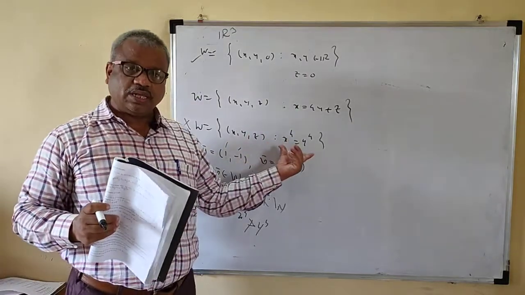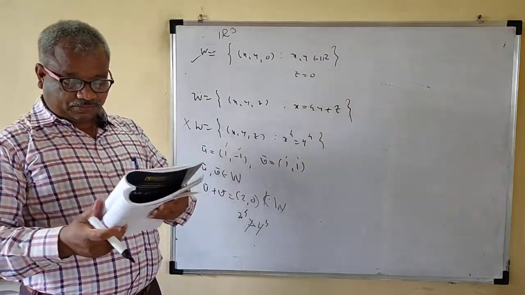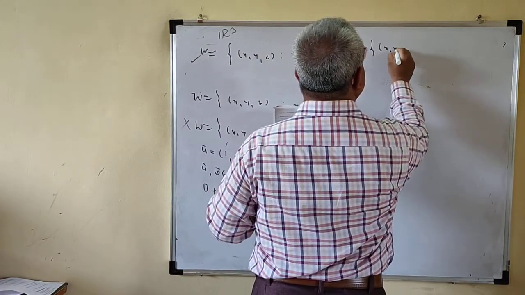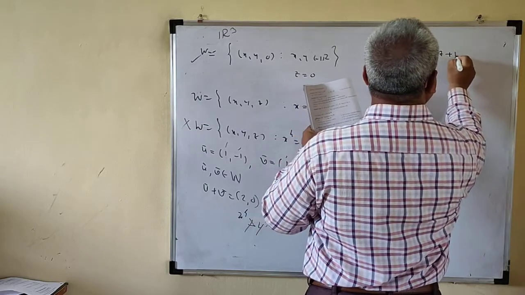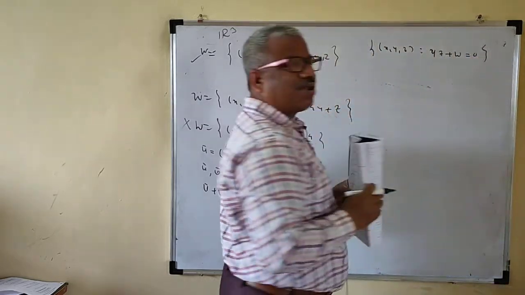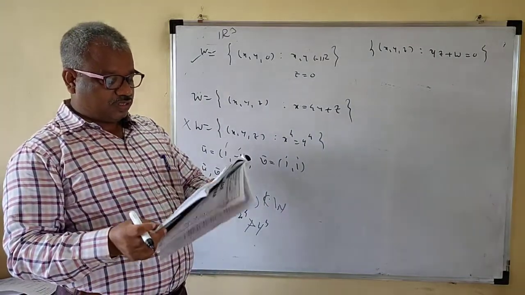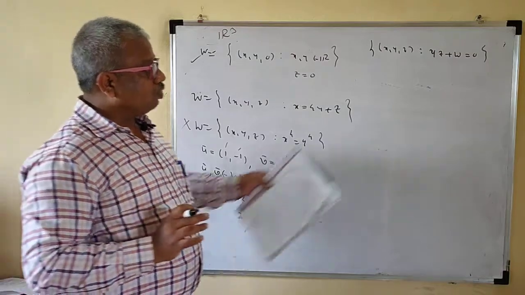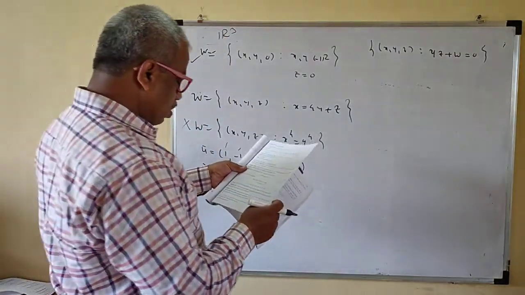So if a square or a product is there, it will not be a vector space. Note that. Suppose you write {(x, y, z)} such that yz + w = 0. This is not linear. It will also not be a vector space. So if there is a product, by observation you can check this is not a vector space.